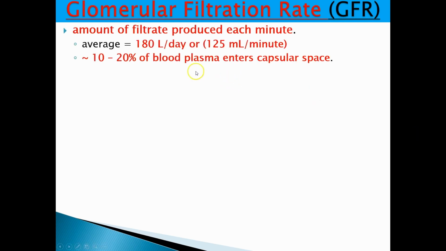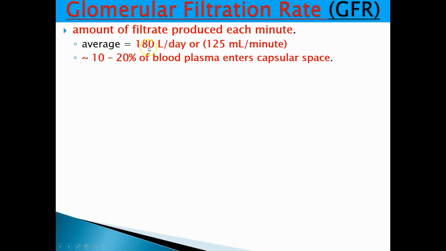So when we talk about glomerular filtration rate, the name kind of gives it away. We're talking about how much filtrate are we forming. Now, usually I was focused on a minute when we were talking about respiratory and cardiovascular. But here we're going to just focus on the day, all right? So the amount of filtrate produced each minute is technically the GFR. However, we're going to focus on GFR from the day perspective.